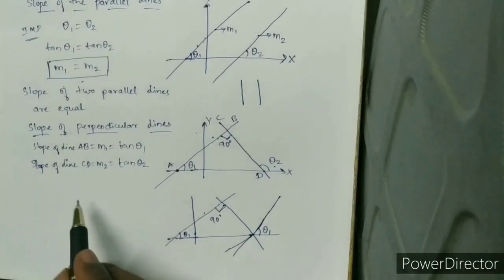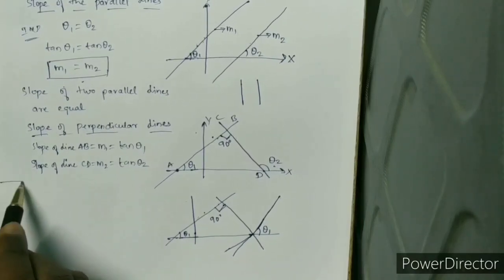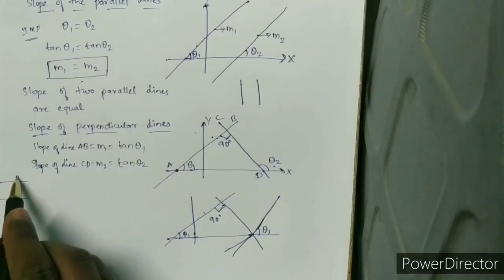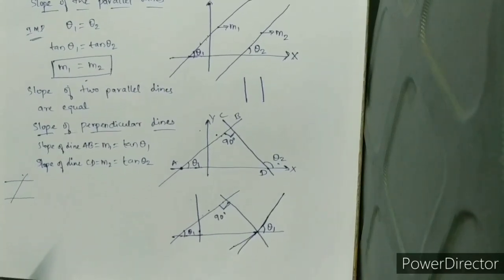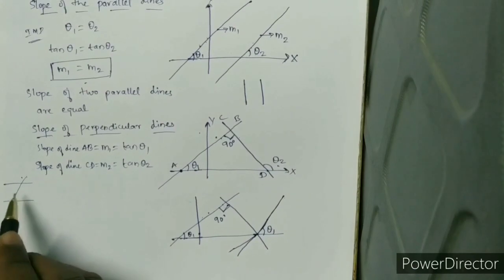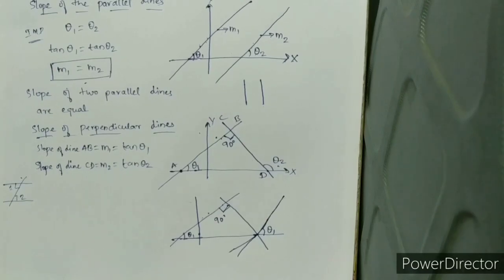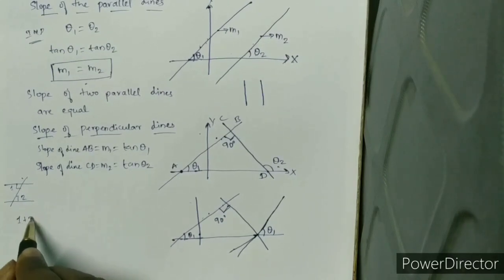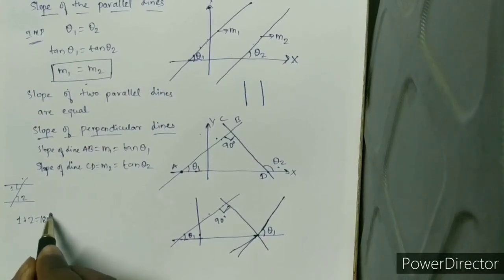Okay, see, listen to this concept carefully. For any two parallel lines, if there is a transversal cutting the two lines, if this angle is 1 and this angle is 2, then angle 1 plus angle 2 will be equal to 180 degrees.